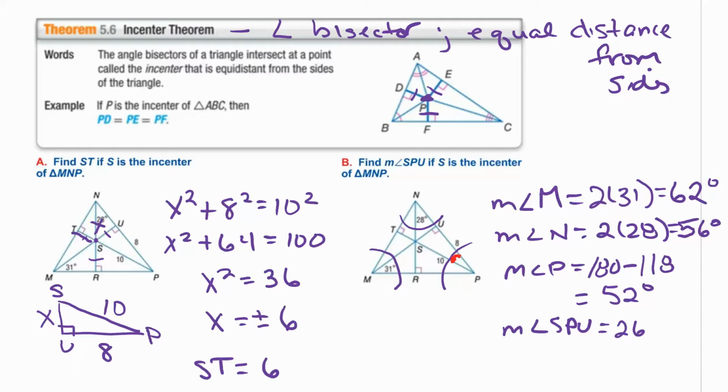180 minus 118 will give me 62 degrees, which would make my answer, half of that, 31 degrees.